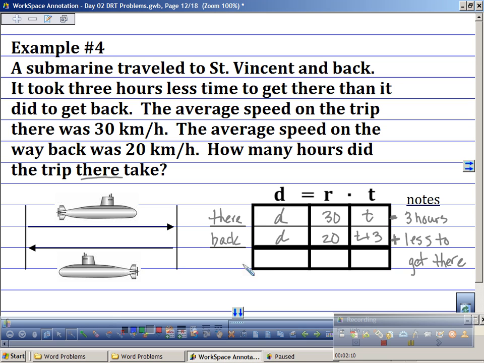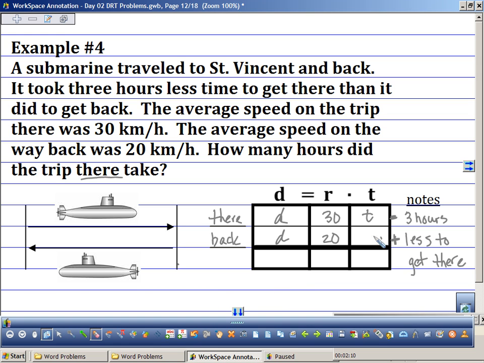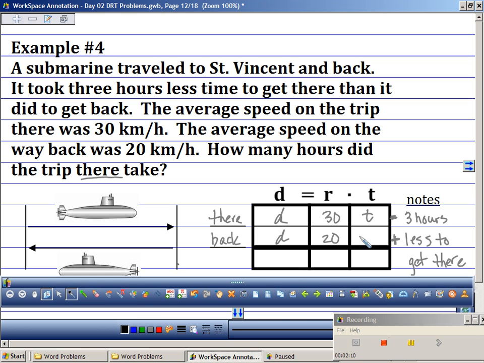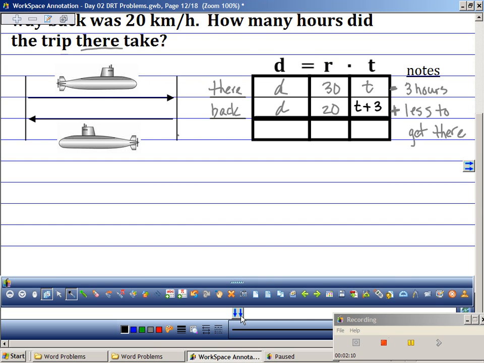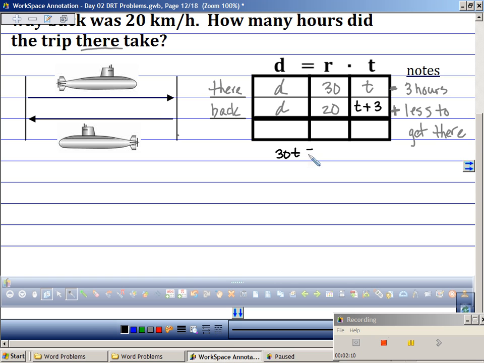Right? Okay. So we don't even have to pay attention to this, right? What's our equation? 30T. Hold on, let me change my pen, because we had to add this. That was not in the original equation for the problem. Okay, so my equation is 30T equals 20 times T plus 3.